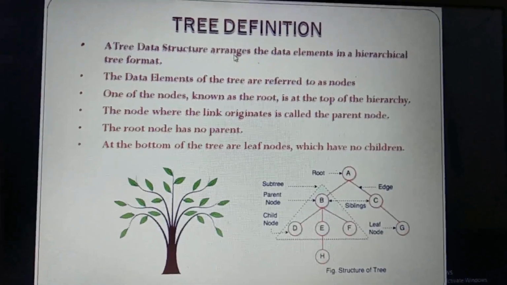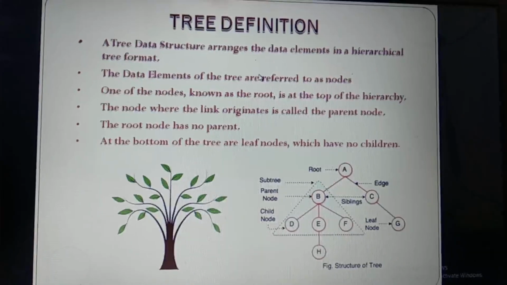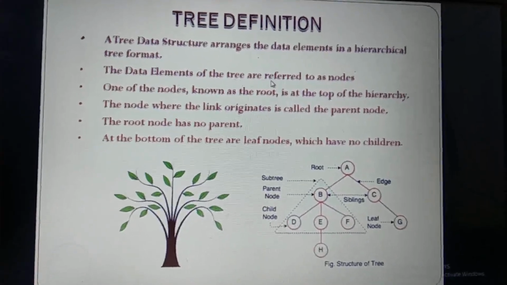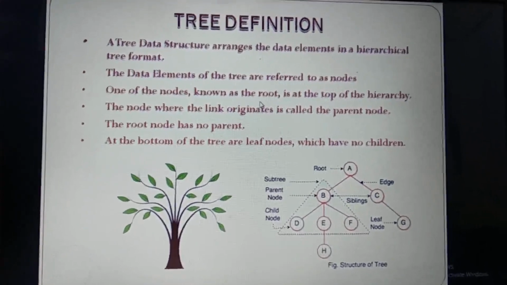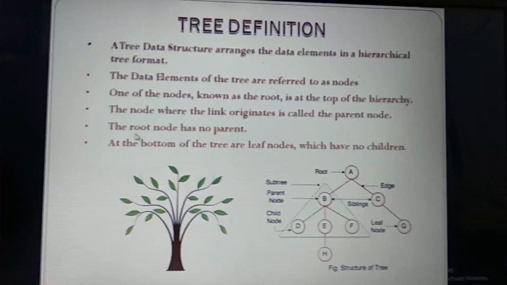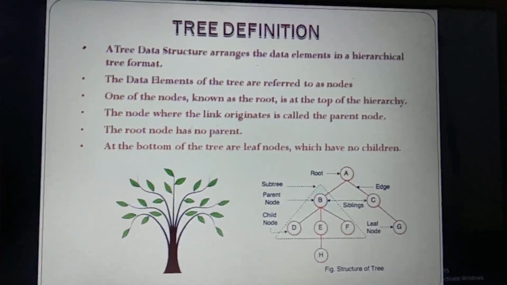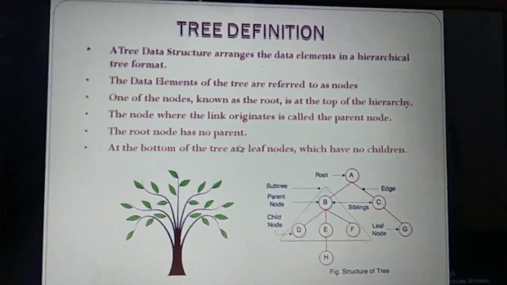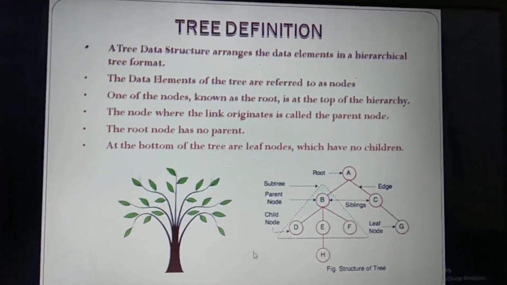A tree data structure arranges the data elements in a hierarchical tree format. The data elements of the tree are referred to as nodes. One of the nodes known as the root is at the top of the hierarchy. The node where the link originates is called the parent node. The root node has no parent. At the bottom of the tree are leaf nodes which have no children.